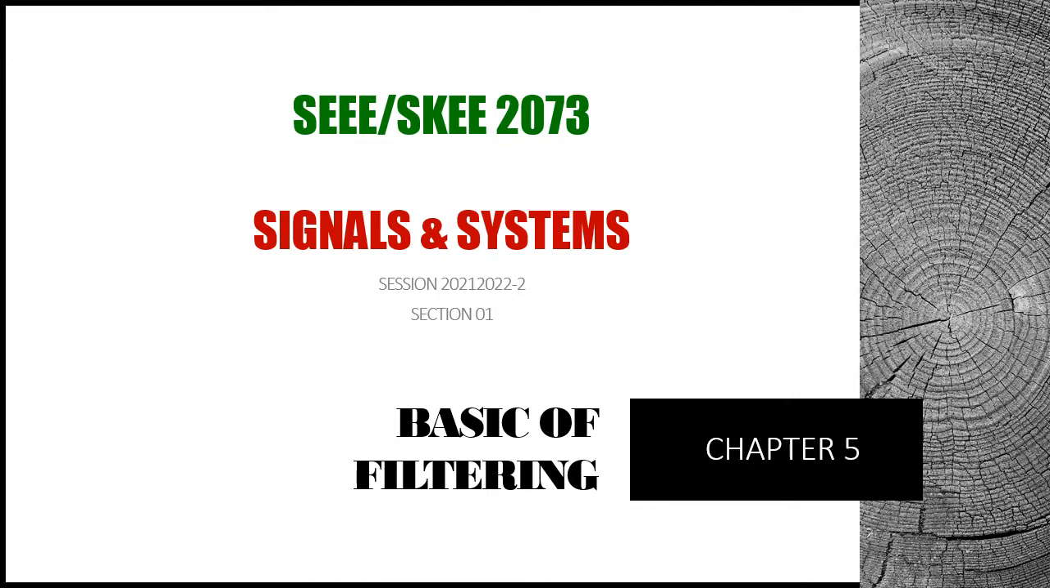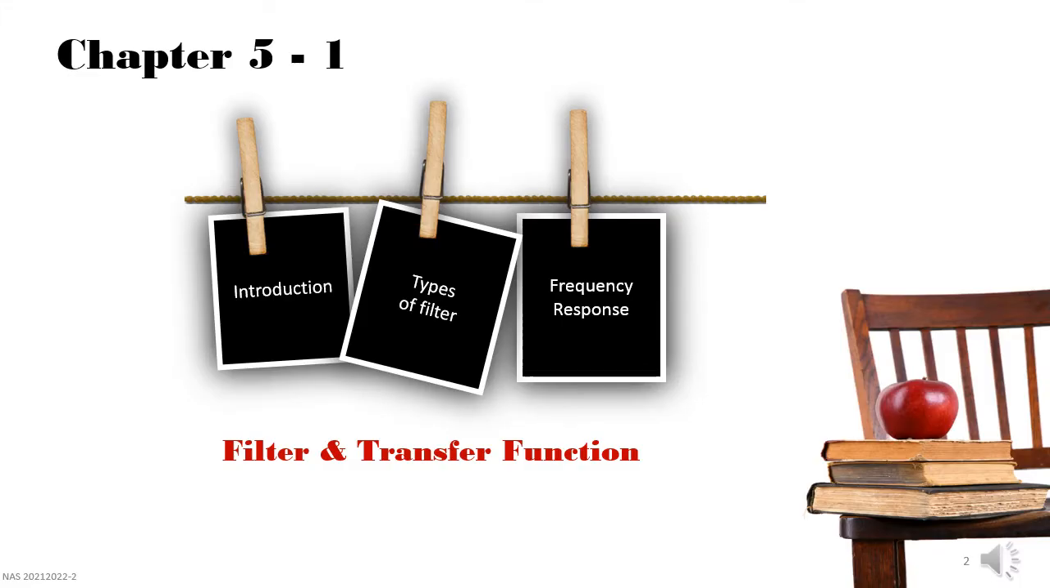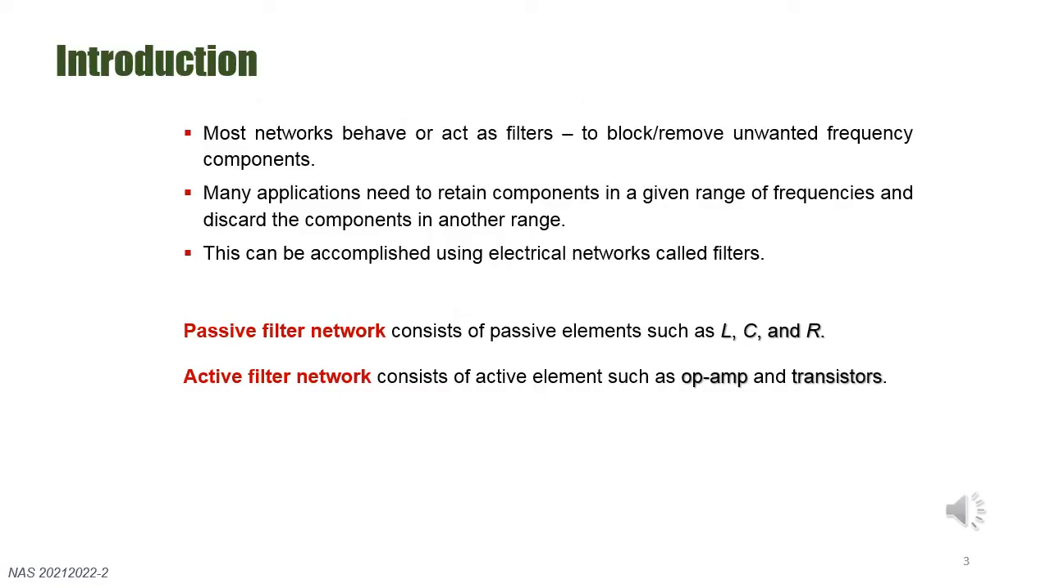So today we are going to step into the fifth chapter of the course, discussing basic filtering and also the Bode plot. Today we are about to step into chapter 5, discussing types of filters, transfer function and frequency response. We have discussed 3 types of filters in chapter 3 in Fourier transform applications.